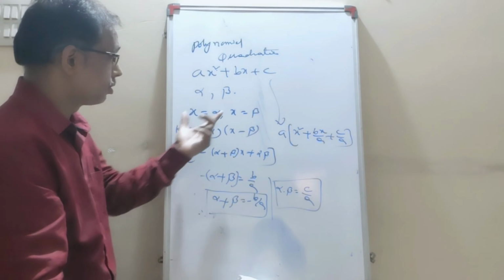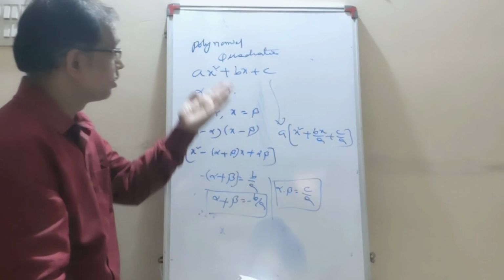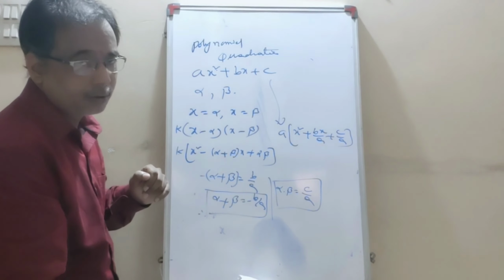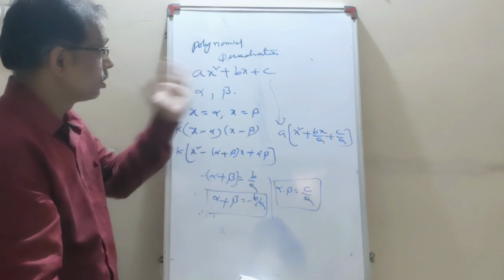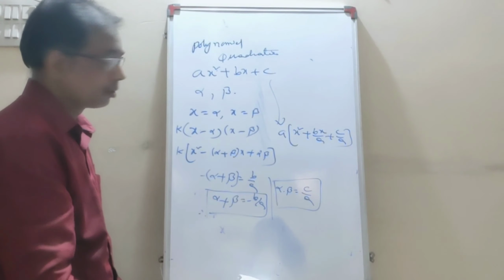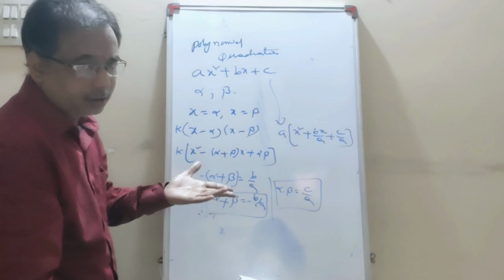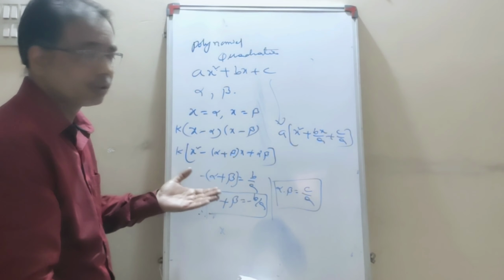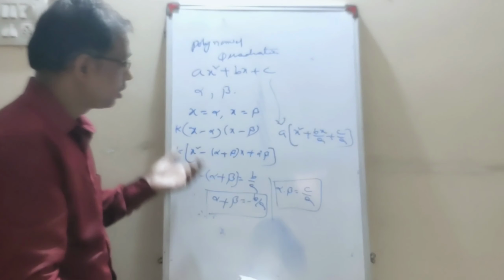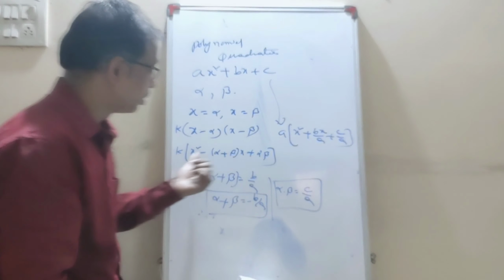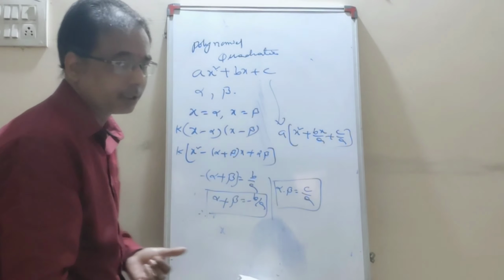Let us suppose x is equal to alpha and x is equal to beta. Then x minus alpha and x minus beta become factors of that particular polynomial. Whenever you multiply these two, the product must equal the ax square plus bx plus c type of quadratic polynomial. So if you know alpha and beta, that means the zeros of that polynomial, you can write that quadratic polynomial in this way: a times (x square minus (alpha plus beta) into x plus alpha beta).